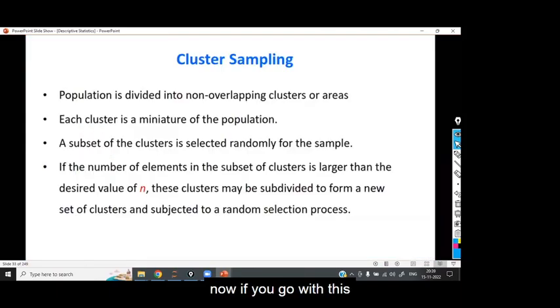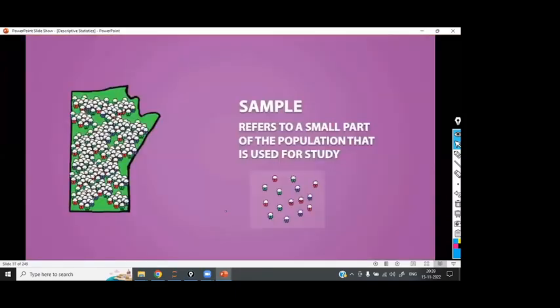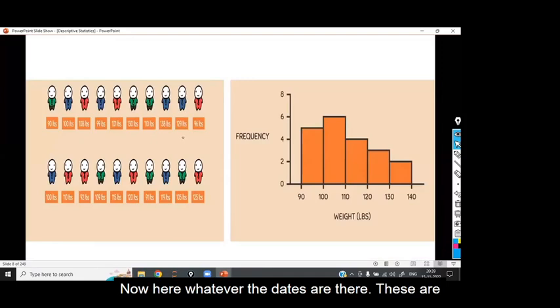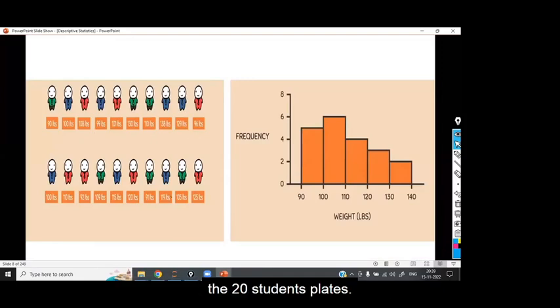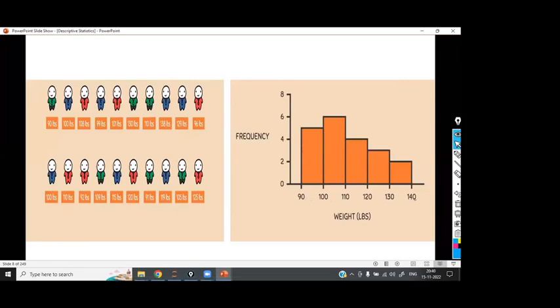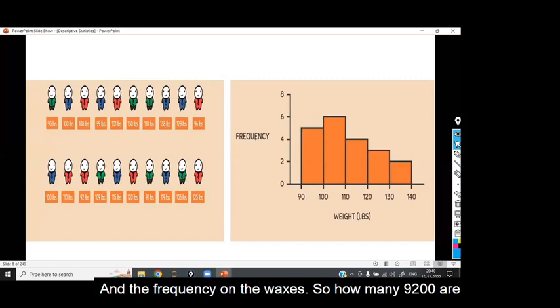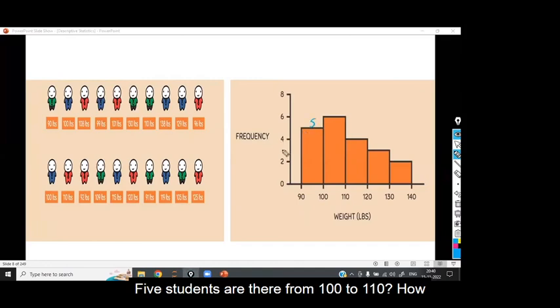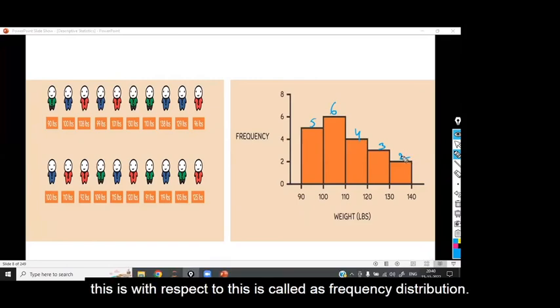Now if you go with this, whatever the weights are here, these are the weights of 20 students. Now you are representing the weights on the x-axis and their frequency on the y-axis. So how many are from 90 to 100? 5 students are there. From 100 to 110, how many are there? 6 are there. 4, 3, 2. This is called a frequency distribution.